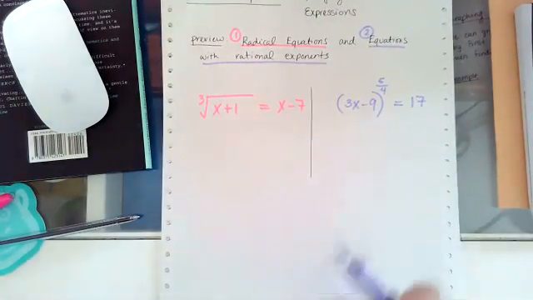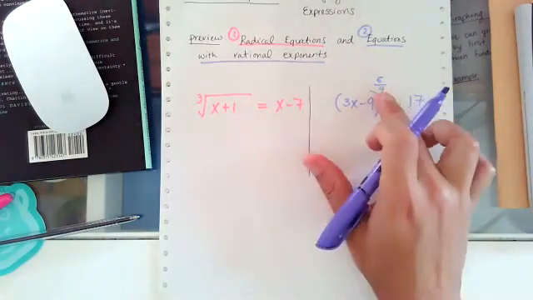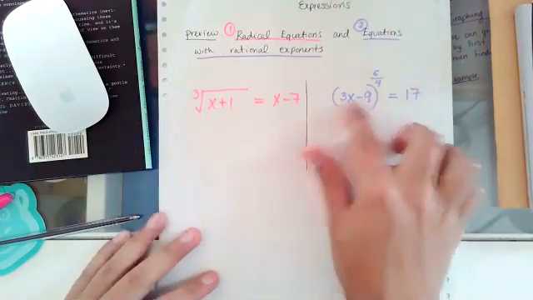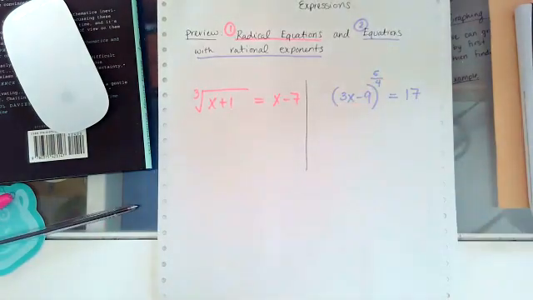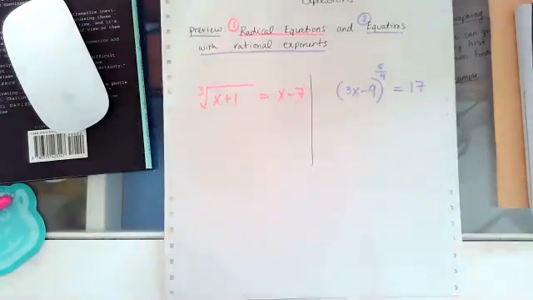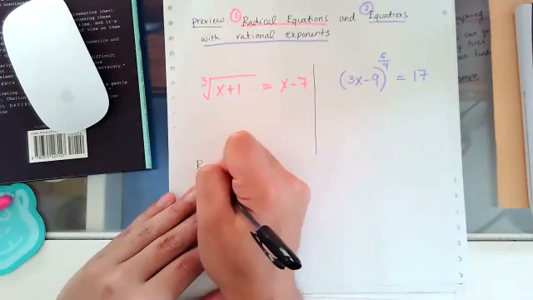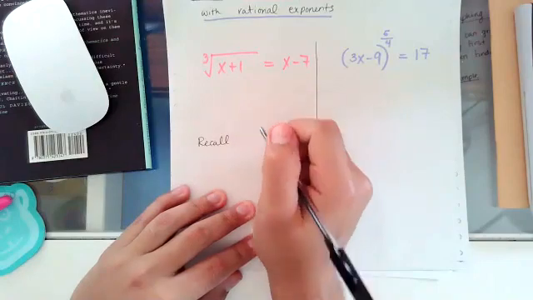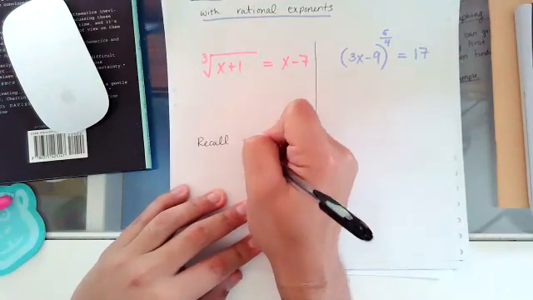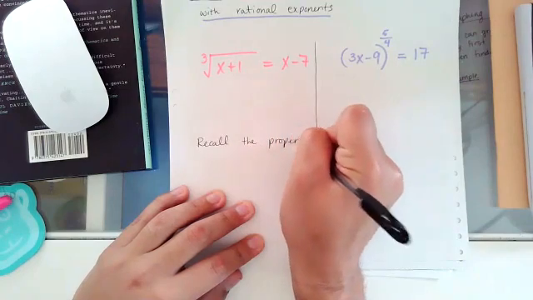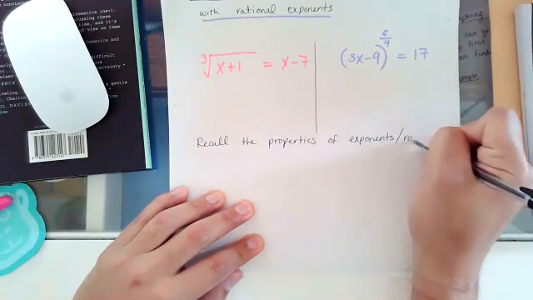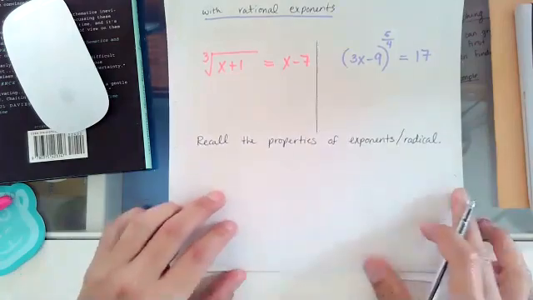So we're going to have to think a little bit more deeply about how do we cancel out this rational exponent. And remember, rational is just another word for fraction. So when an expression has a fraction exponent, how do we cancel out that fraction exponent? Okay, so that's where we're going. But right now, we need to recall these particular properties of exponents and radicals. Because remember, radicals are exponents.